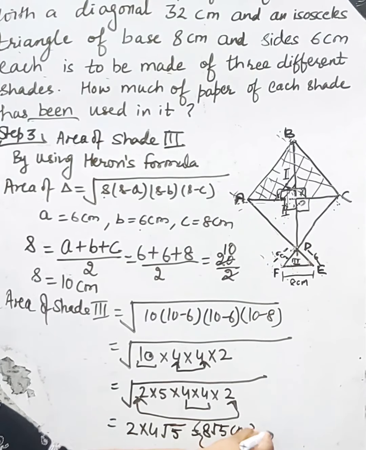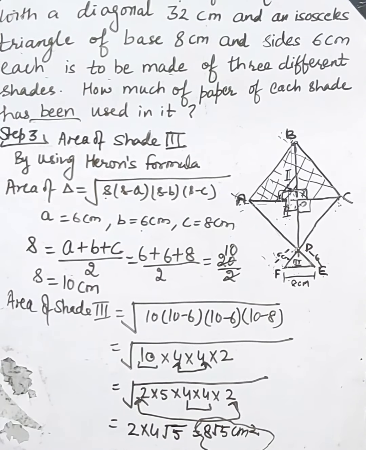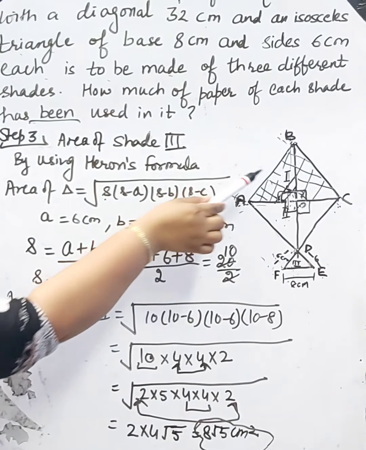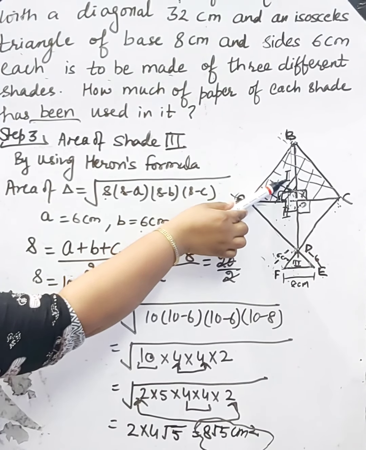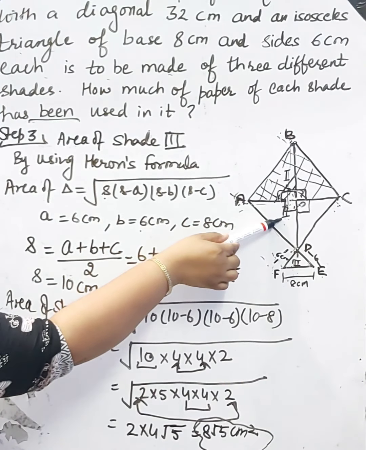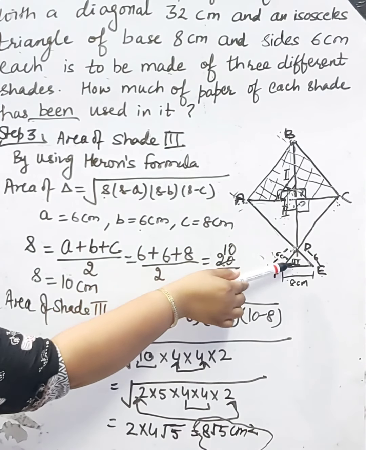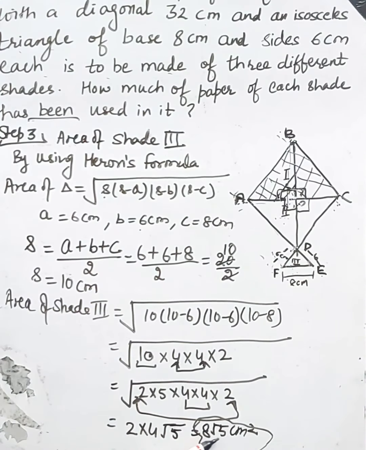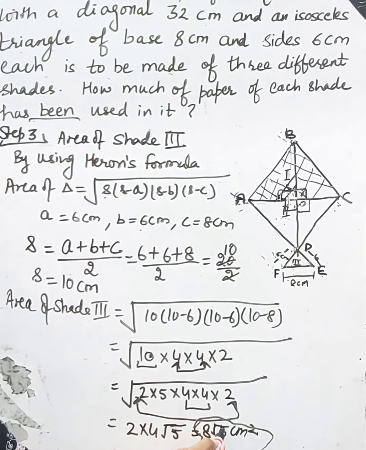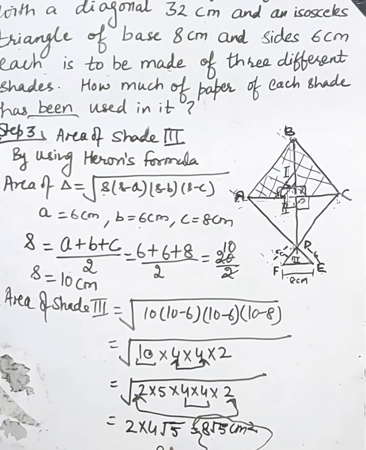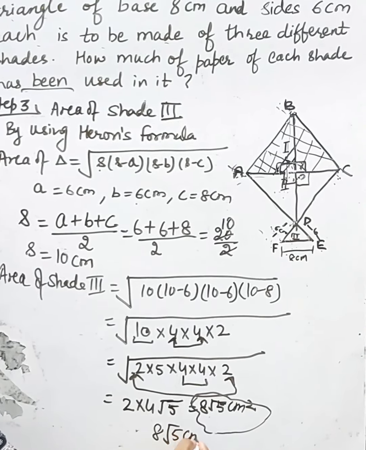Area of shade 3 is 8 under root 5 centimeter square. Area of shade 1 is 256 centimeter square. Area of shade 2 is 256 centimeter square. And area of shade 3 is 8 under root 5 centimeter square.